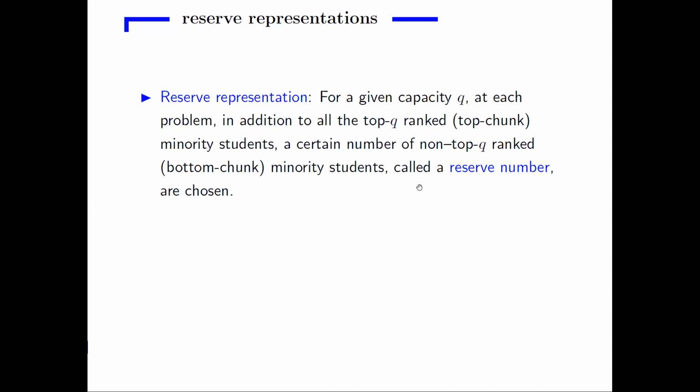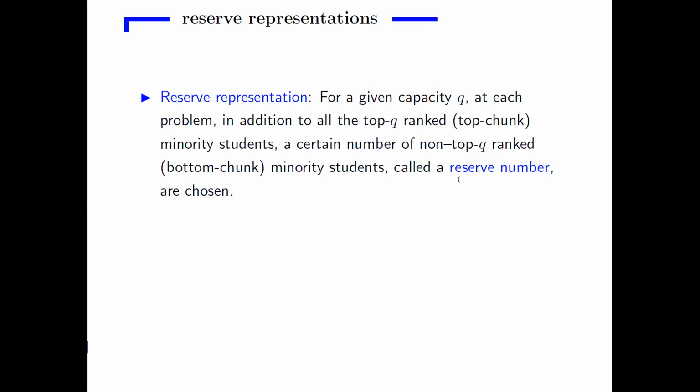But how many of them are chosen? That depends on the reserve number that the school decides depending on the problem. Indeed, the reserve number quantifies the intensity of the school for implementing affirmative action. It can say that this group of minorities need real help, so I will keep the reserve number big, or they do not need that much help indeed, so I am going to keep it as a small number.